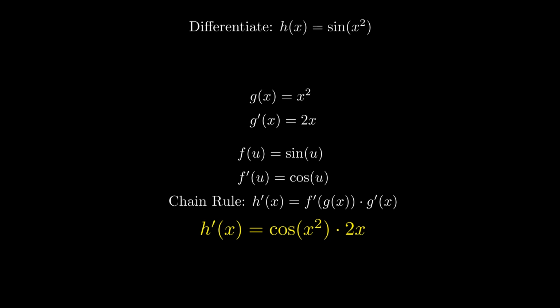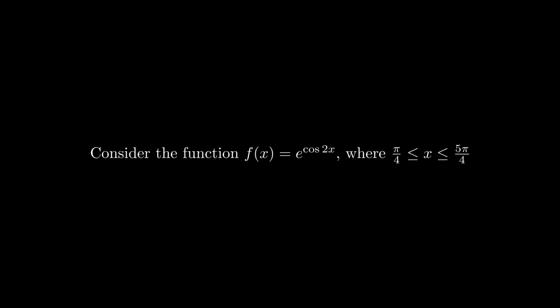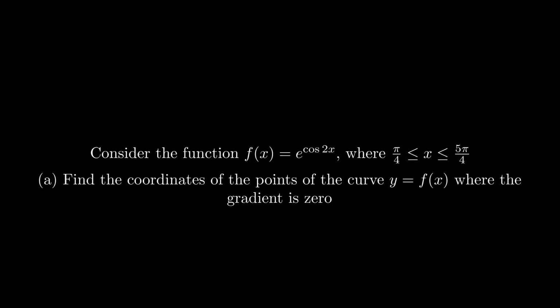This method is given in your formula booklet, and you should be able to use it quite easily. So going back to the question, we're asked to find the coordinates of the point of the curve where the gradient is 0.